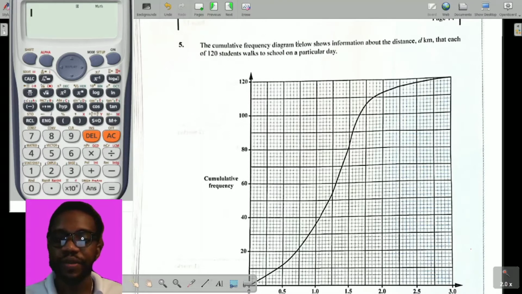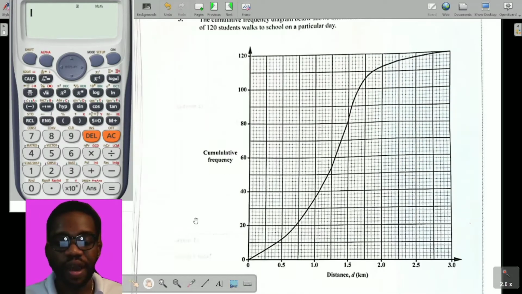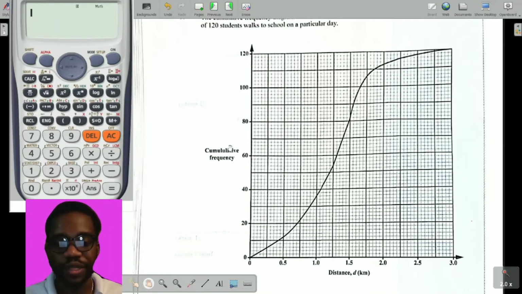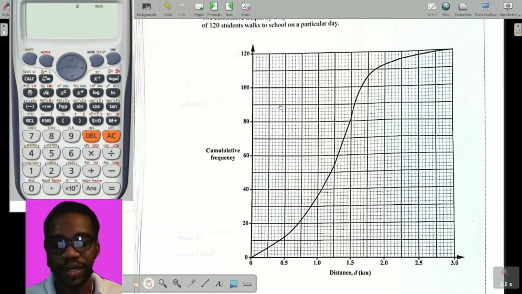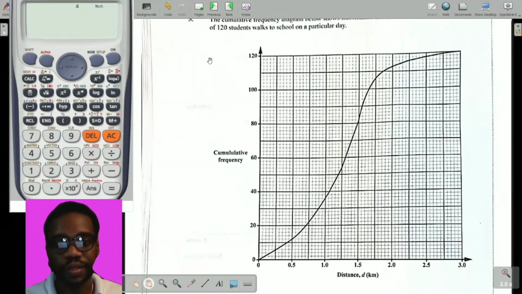It says the cumulative frequency diagram below shows information about the distance d kilometers that each of 120 students walk to school on a particular day. Now examine the graph for just 10 seconds. On the y-axis, you have the cumulative frequency, and on the x-axis, you have your distance. And in total, we have 120 students, which is your cumulative frequency. Alright? That is important to note.